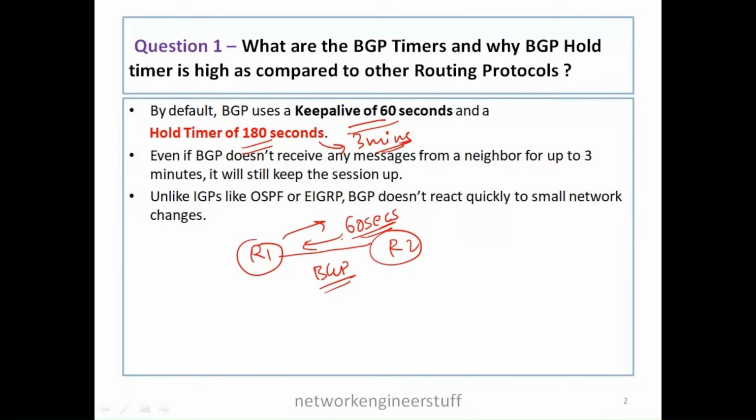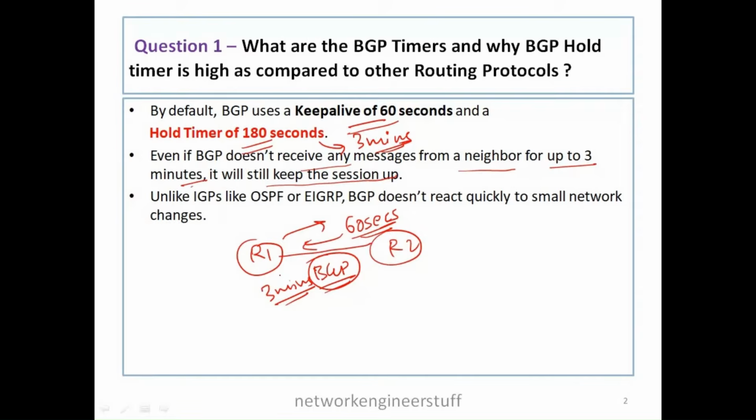And when we say the hold timer is of 180 seconds, that is of 3 minutes, it means that even if BGP does not receive any message from a neighbor for up to 3 minutes, it will still keep the session up. Let's say R1 does not receive any BGP message from R2 for 3 minutes. Still, R1 will keep this BGP session, this BGP neighborship up. Of course, after 3 minutes, it will put it down. So this is the behavior of BGP, the timers of BGP we talk about.